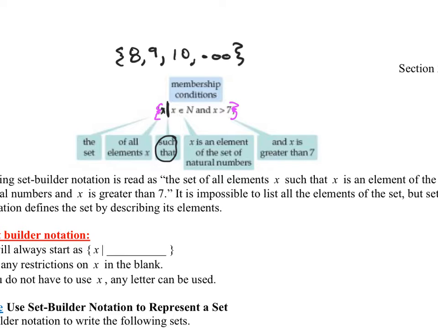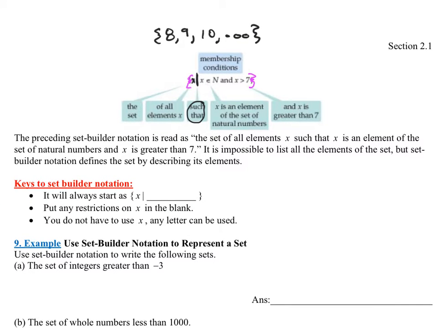So there were two different things that we had to think about here. First of all, it had to be a natural number. Second of all, it had to be bigger than 7. So we had two conditions here. It's a natural number and it's bigger than 7. So this is set builder notation. All set builder notation is going to start off the same way. You don't have to use the letter X, but I always do. So it will always start as the set of X such that, and then you put whatever your restrictions were there. We had two restrictions. Had to be a natural number and had to be greater than 7.